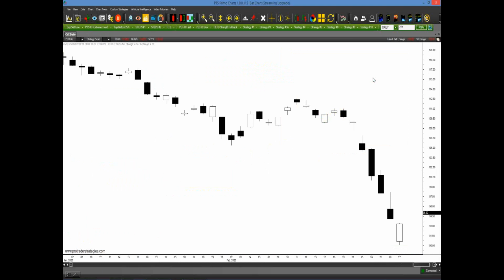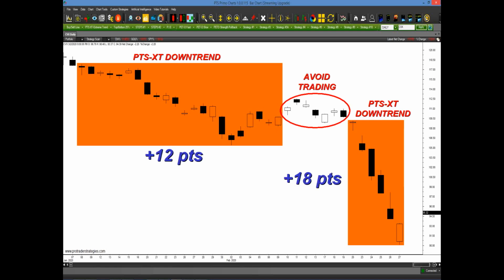All right, let's look at CVX. Once again, the same thing in hindsight. It's like, well, Steve, yeah, sure, it looks easy to go short now, but how would I have known that? Well, look at the chances you had. Right here, the very first warning would have been right back here at the beginning of January. You had 12 potential points to the downside.